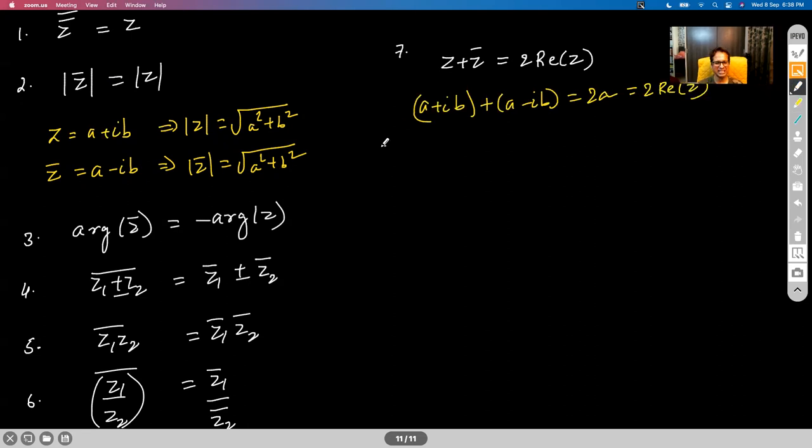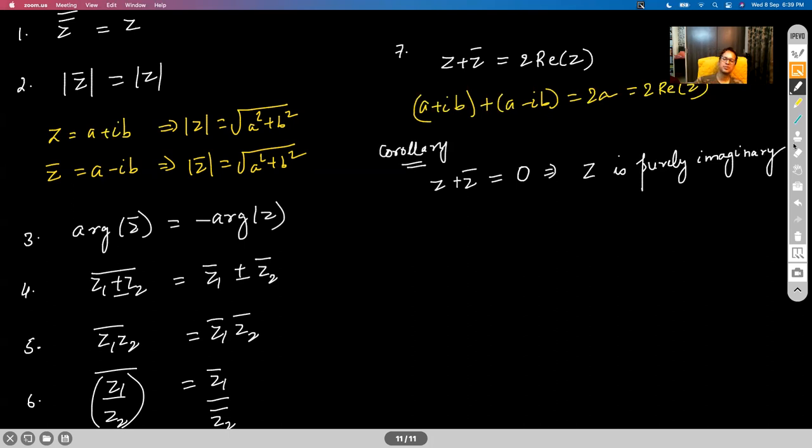Now, there is a very interesting corollary which is related to this. The corollary says that if you add a complex number and its conjugate and it gives you 0, that means z plus z conjugate gives you 0, that means the complex number is purely imaginary. So when a complex number added to its conjugate gives you 0, it means the complex number Z was purely imaginary, meaning it did not have any real part. It directly comes from this property itself that 2 real Z is 0 means real Z is 0. That means there's no real part, only imaginary part is there. That means an i lambda kind of complex number, that number would be.